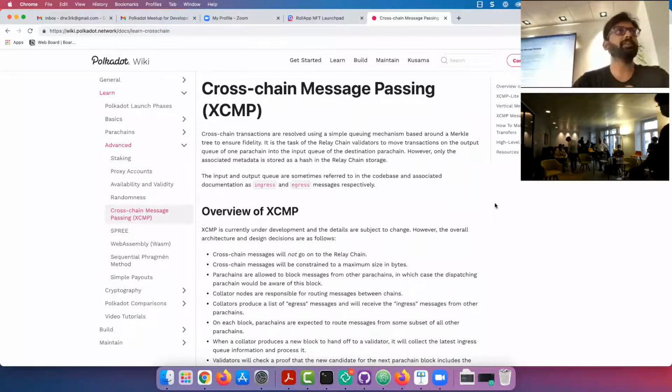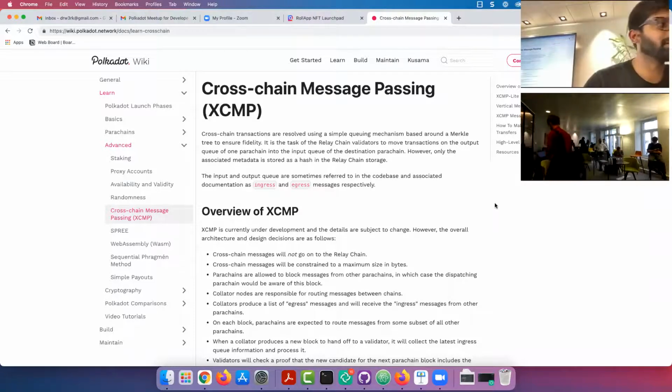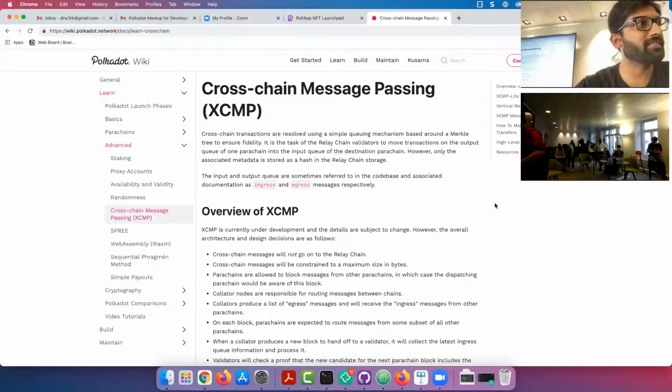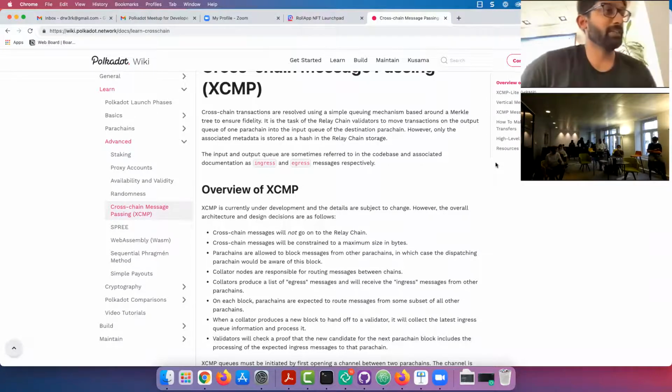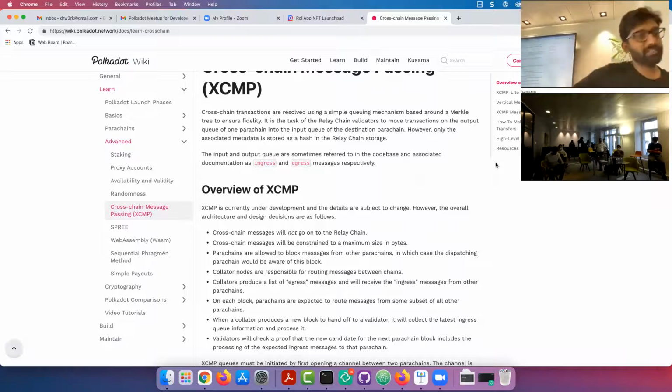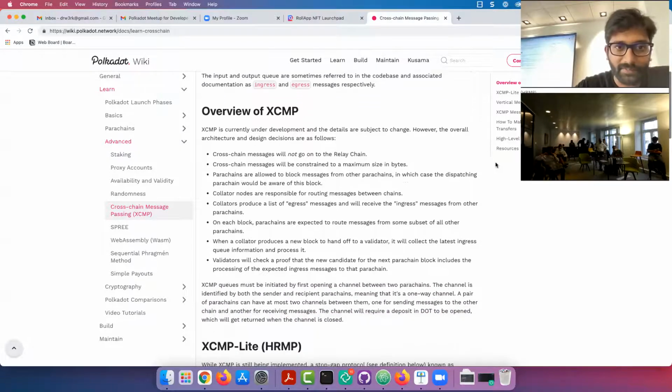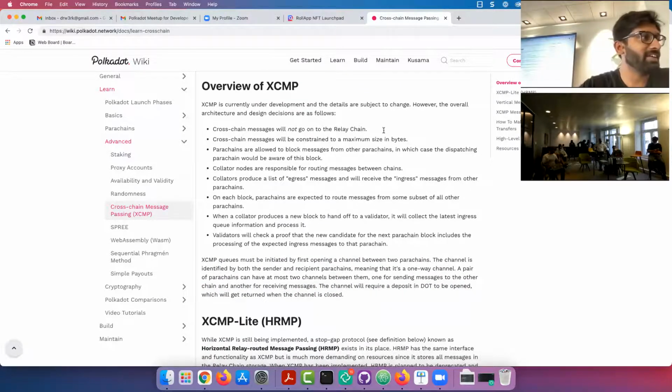Pretty much all the topics that I've talked about are referenced in the wiki. XCMP is something that's in development. It's going to let parachains talk to each other. That depends on a lot of things. First of all, every parachain that gets plugged into the relay chain has a certain ID. These points right here will give you an overview of what it is about.